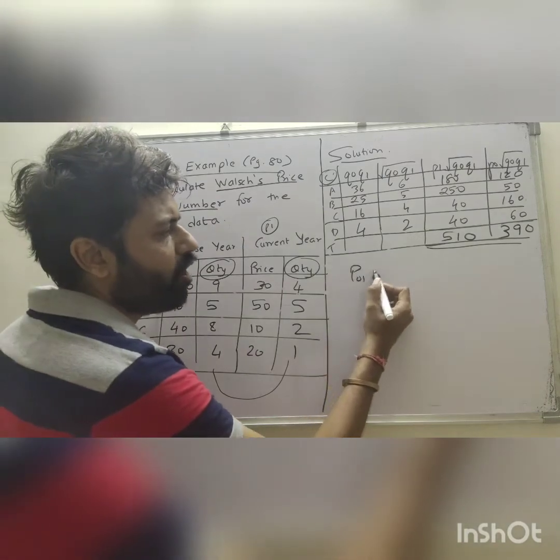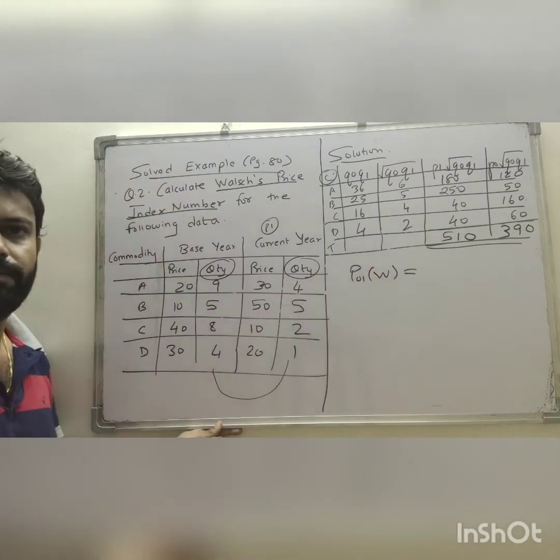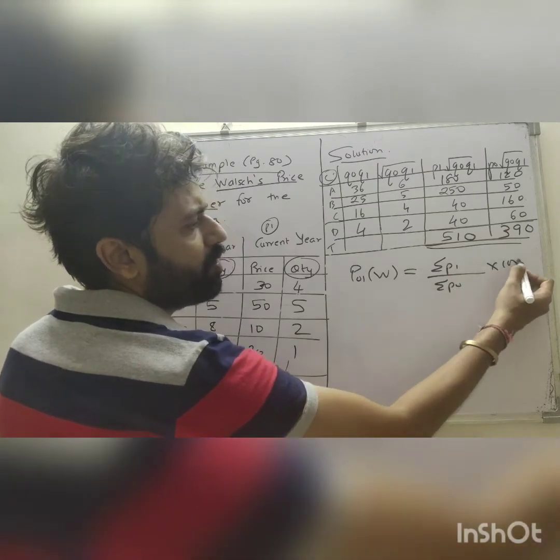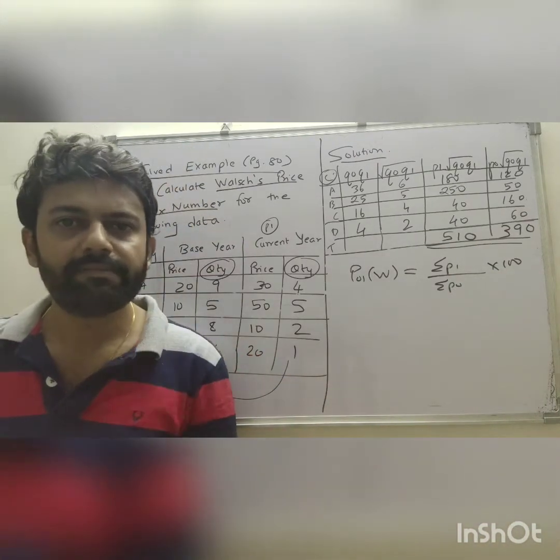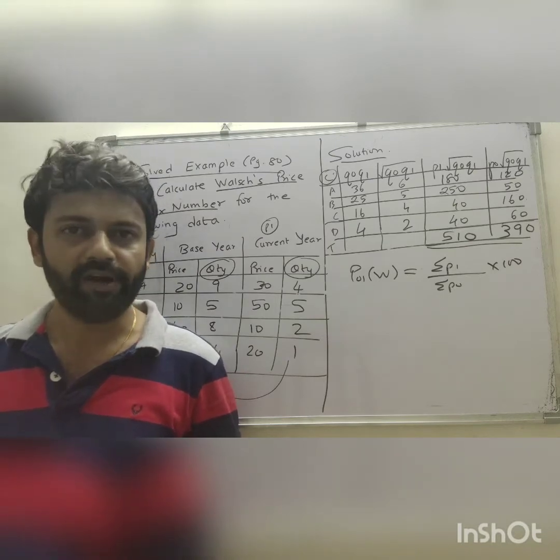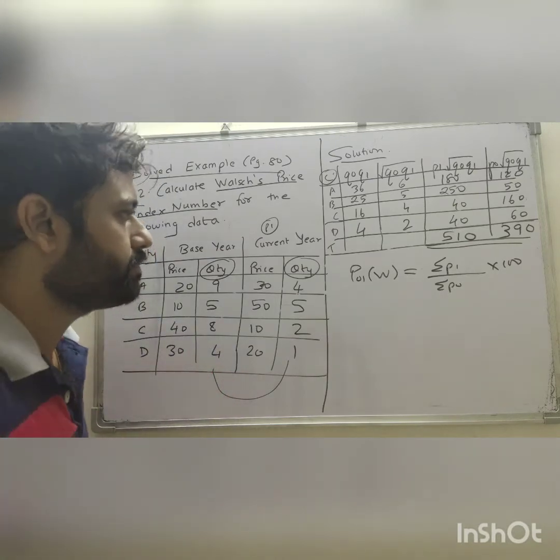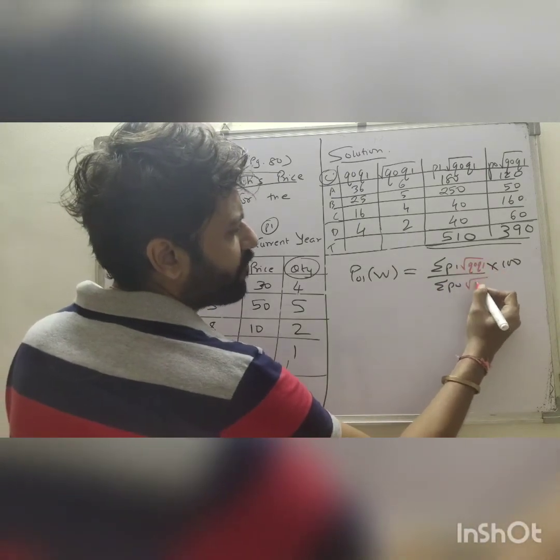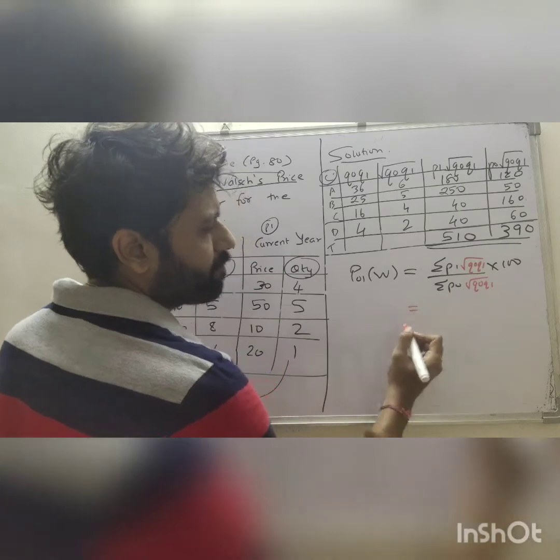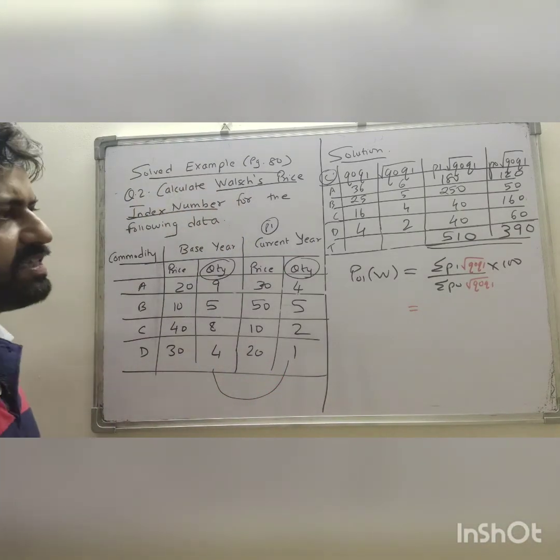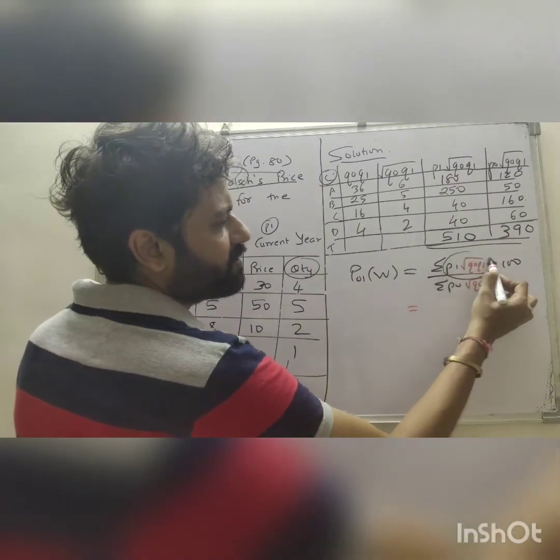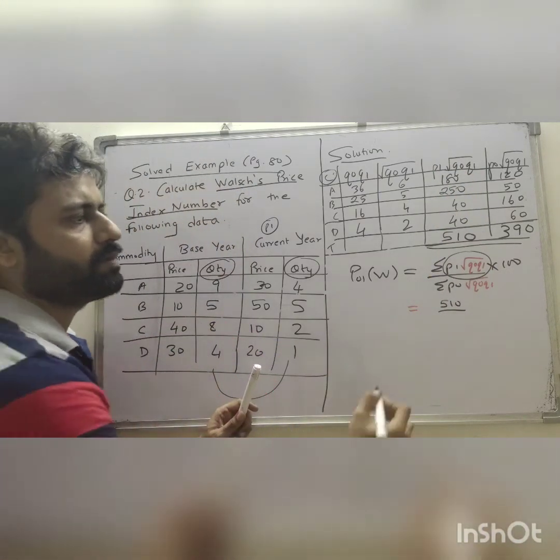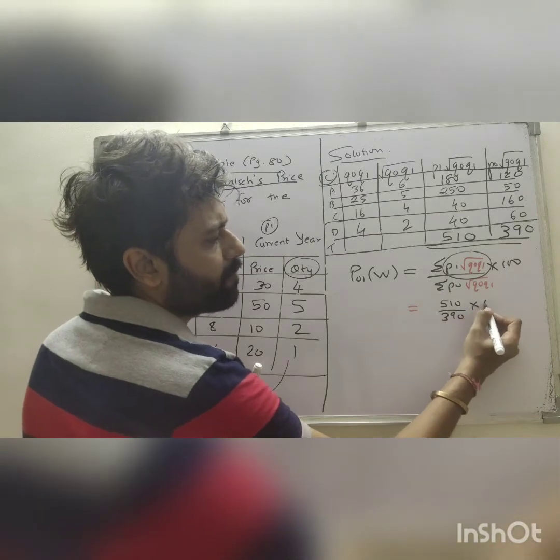We are finding the Walsh price index number, so we will write W. Summation P1 upon summation P0 into 100. This is the formula of the price index number by the simple aggregate method. If we want to convert it into Walsh, what we do is we write root of Q0 Q1, root of Q0 Q1. Check this. Summation of this, 510 upon 390 into 100.